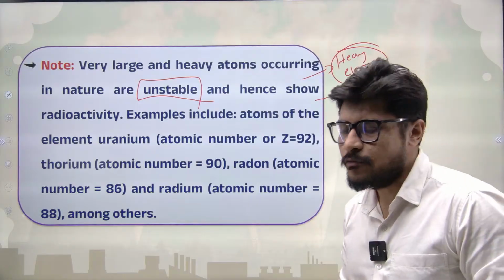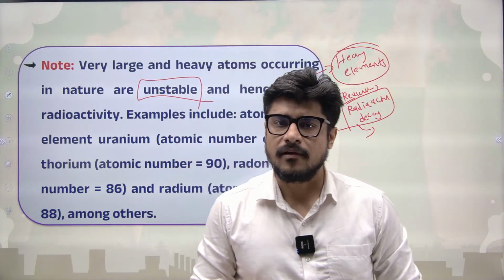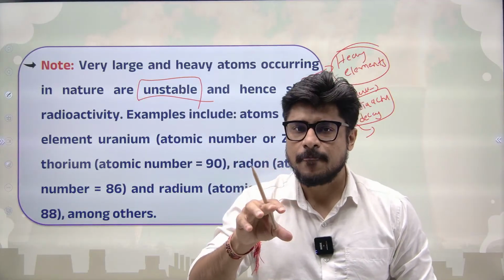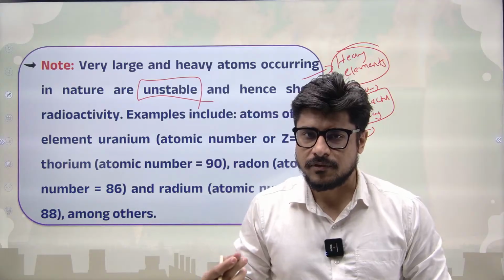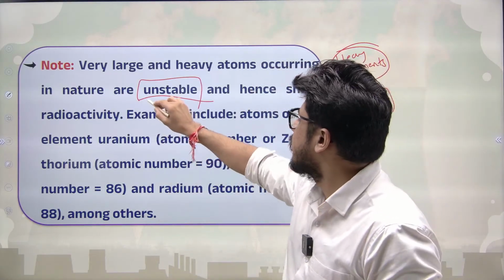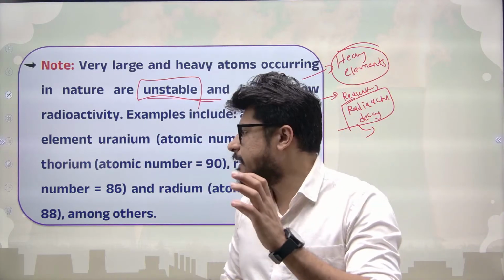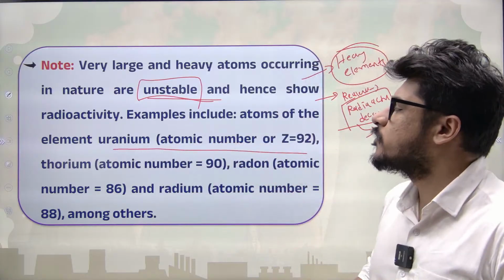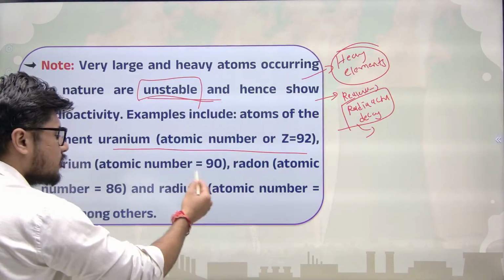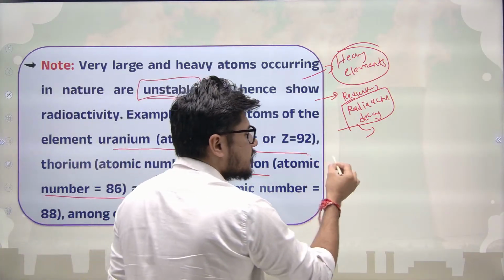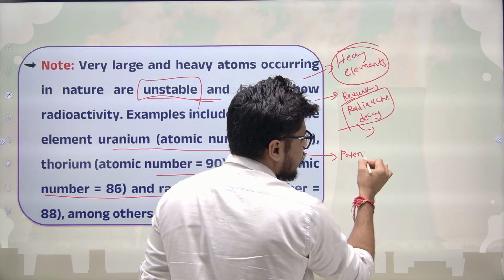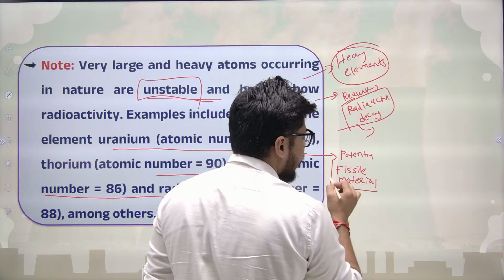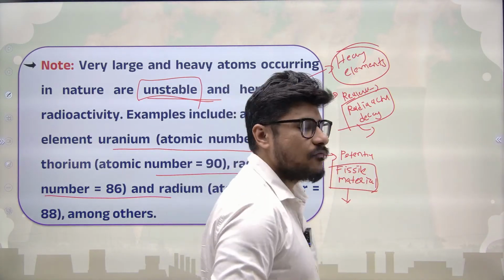Uranium, for example, is very unstable in nature, and because of this instability, the nucleus of the atom releases its neutron, and because of this release, the energy also starts to dissipate. This unstable nature of uranium or thorium or radon makes them act as a potential fissile material in our energy production.